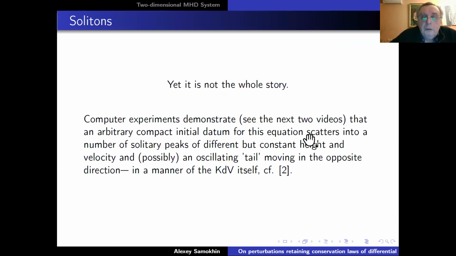But it is not the whole story, because as you will see in the next two videos, the compact initial datum scatters into a number of solitary peaks of different height and velocity with constant characteristics, and possibly an oscillating tail moving in the opposite direction, just as happens with arbitrary compact initial data for KdV itself. Here are examples.